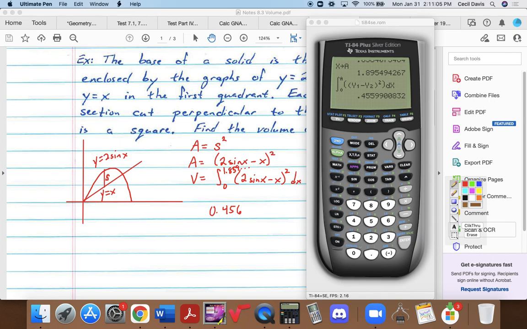Yes? Where is the s squared? Why is the A equal to s squared? Look back at your formulas. For a square, it says area is equal to side squared. But that is not a square. That's one part of the square. We're not going to have the whole square.